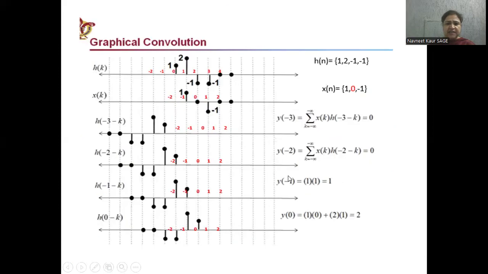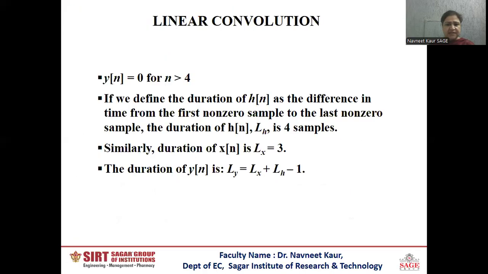Here we can see that Lx is 3 because the number of samples is 3, and Lh is 4 because the number of samples is 4. So the number of samples in the convolution will be 3 plus 4 minus 1. That means 7 minus 1, which is 6. So in the convolution, there will be 6 samples.